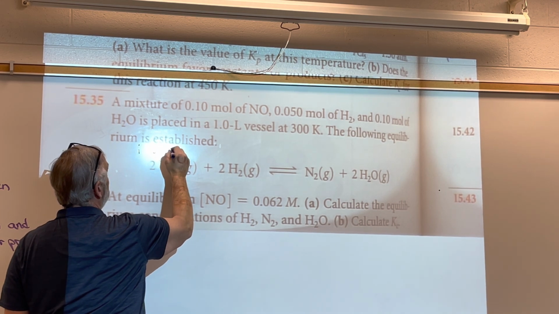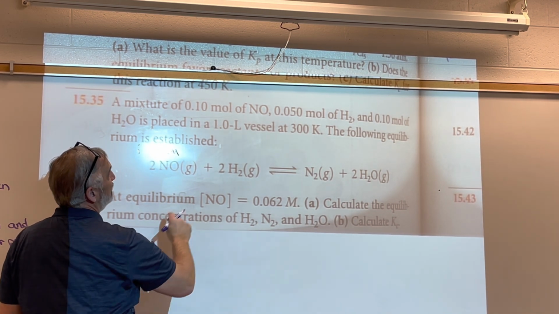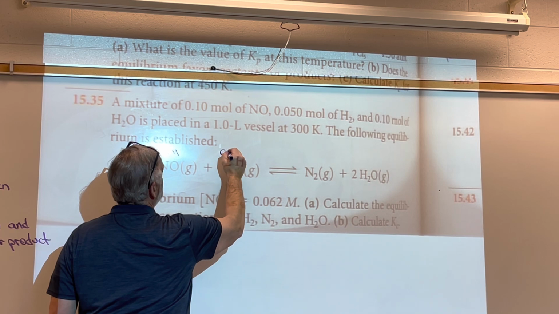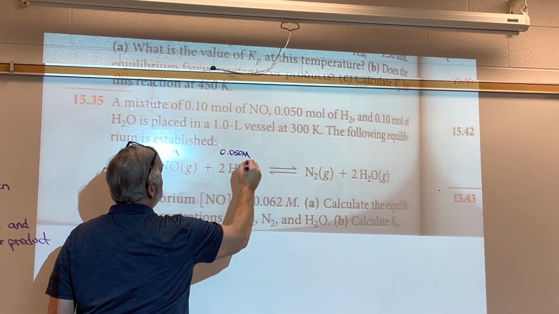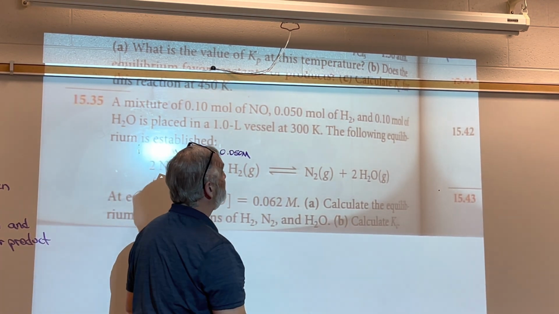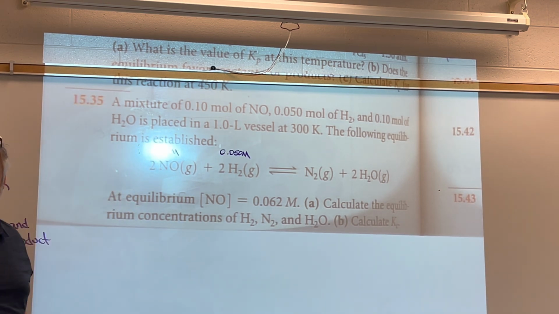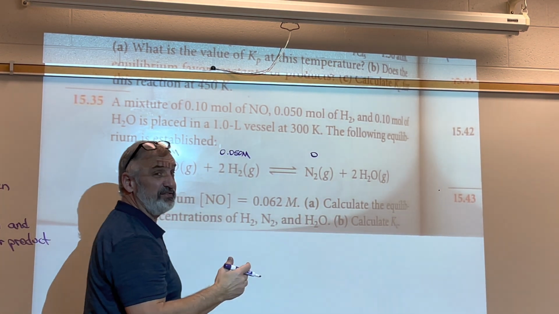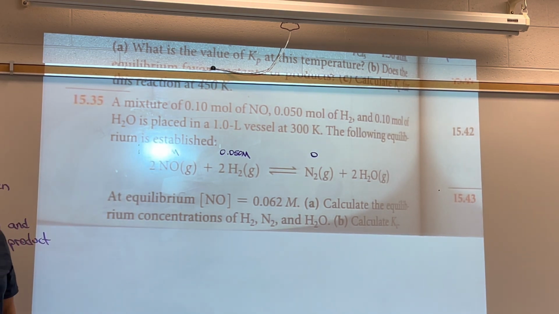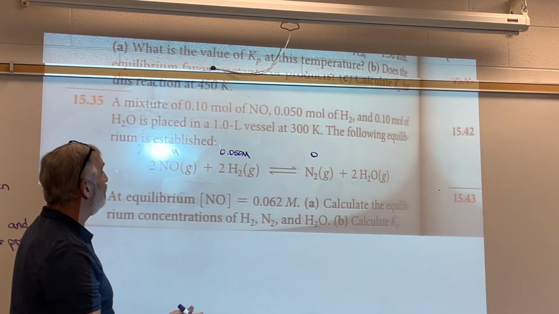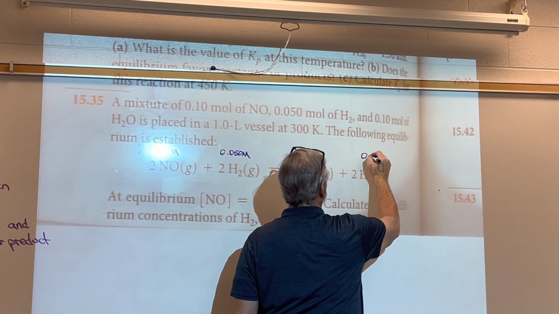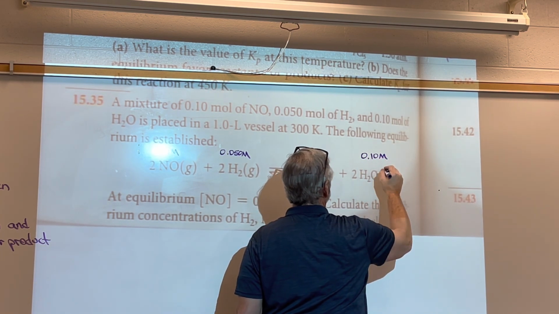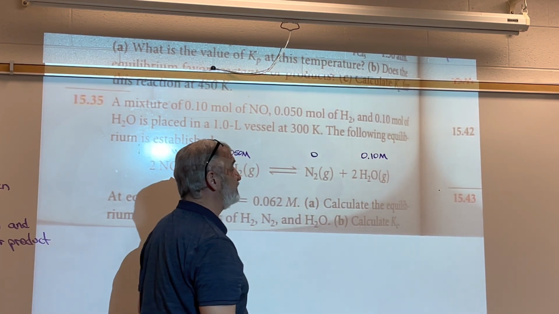So it's 0.10 molar of that, 0.050 molar of this. How much N2 was put in? None. 0. No mention of it at all. So if it didn't mention it, they didn't put any in. And then lastly, 0.1 mole of H2O gas. So that's my initial concentrations.